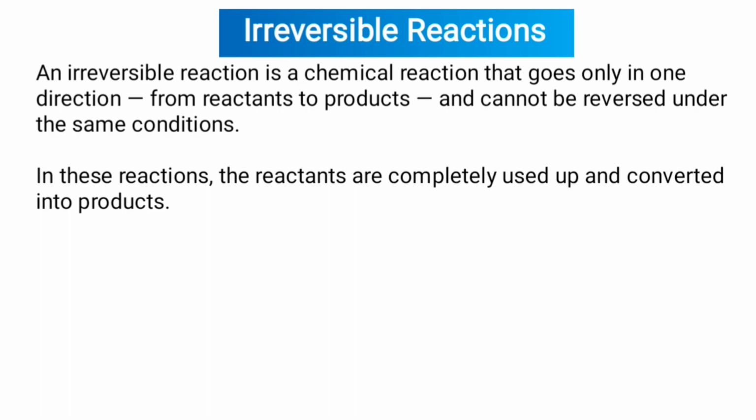Now, irreversible reaction. My dear student, an irreversible reaction is a chemical reaction that goes only in one direction, meaning from reactants to products, and cannot be reversed under the same conditions. In these reactions, the reactants are completely used up and converted into products.